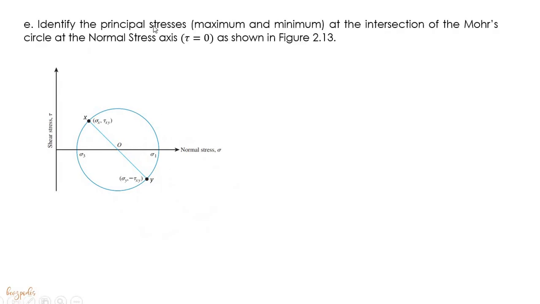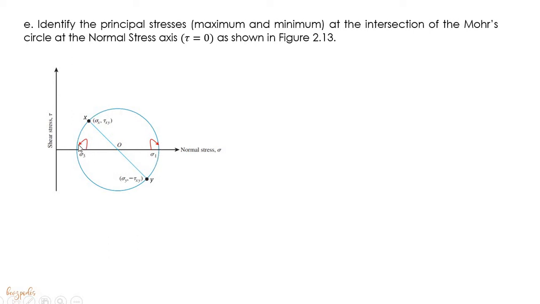Next is to identify the principal stresses, the maximum and the minimum, at the intersection of the Mohr's circle and the normal stress axis, where shear is equal to 0. So we observe that on the circle, it has 2 intersections along the normal stress axis. We recall that the principal stresses are the normal stresses that are acting on the principal plane. The principal plane is the plane where there is a 0 value for shear. So we have 2 principal stresses, the maximum and the minimum, or the sigma 1 and the sigma 3.